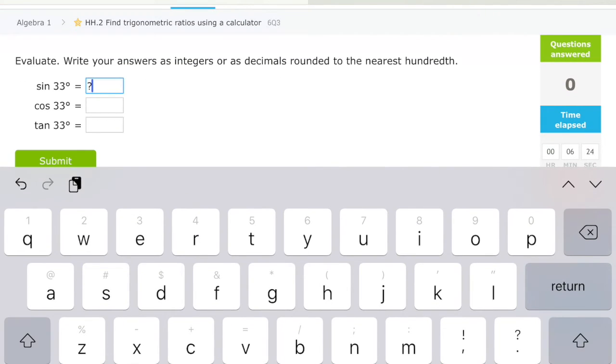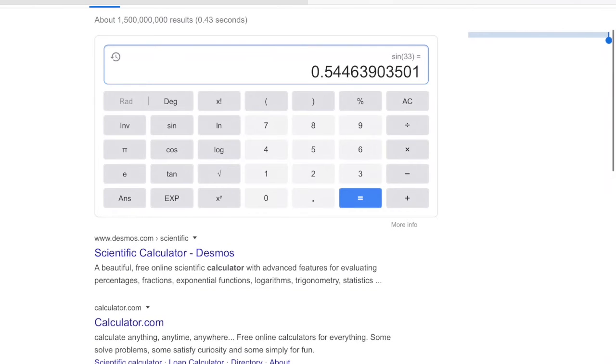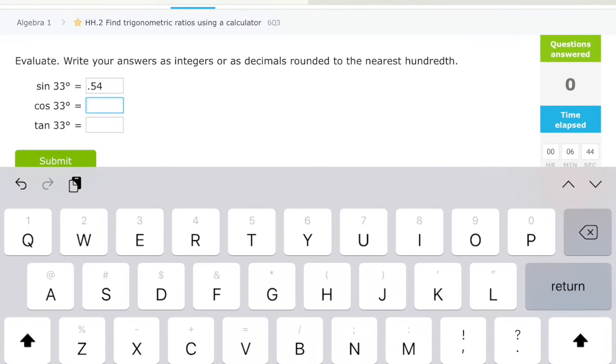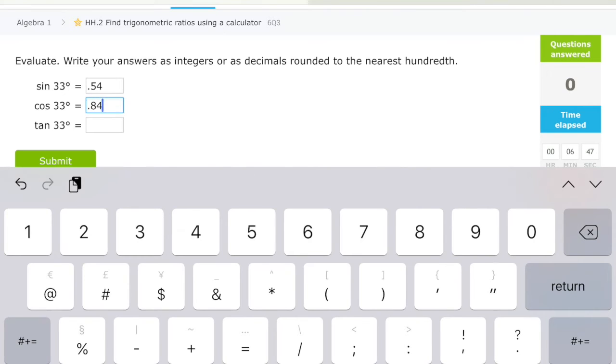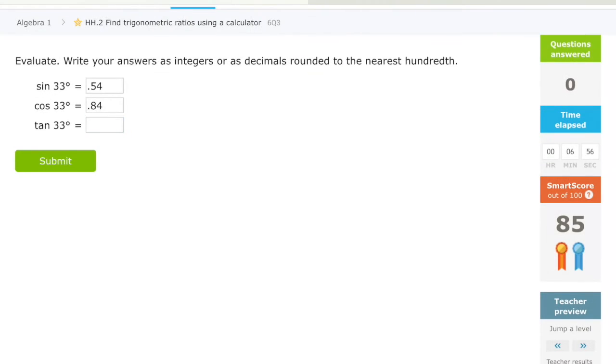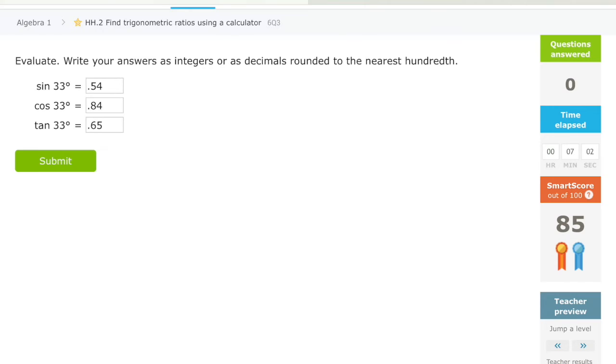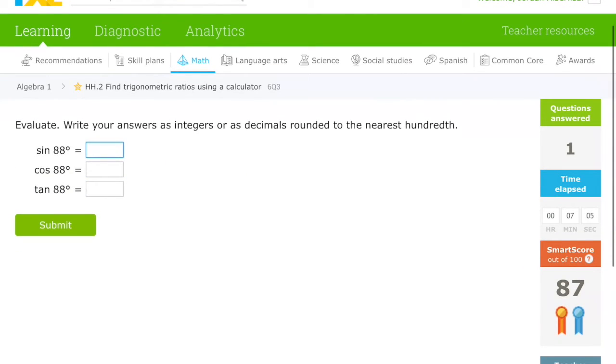Do this one quick so you can see what happens when you get it right. 0.54. Yep. Cosine of 33. Oops, I'm sorry. Again, some calculators do the opposite order. 0.8386. So 0.84. Tangent of 33 is 0.649, so 0.65. Let's see if I get these right. Hopefully I rounded right. I did it quick. Oh, well done. Good. All right.